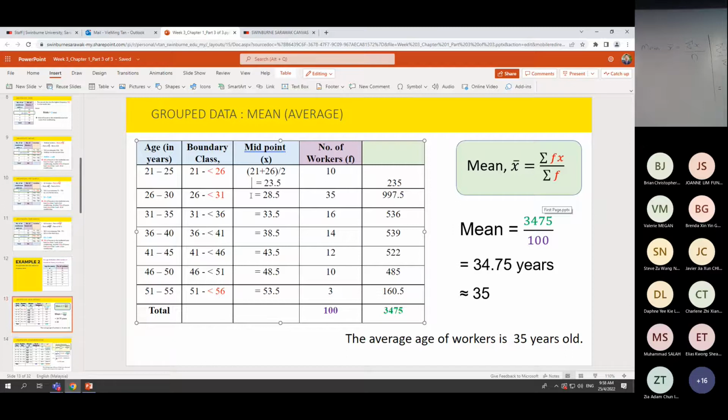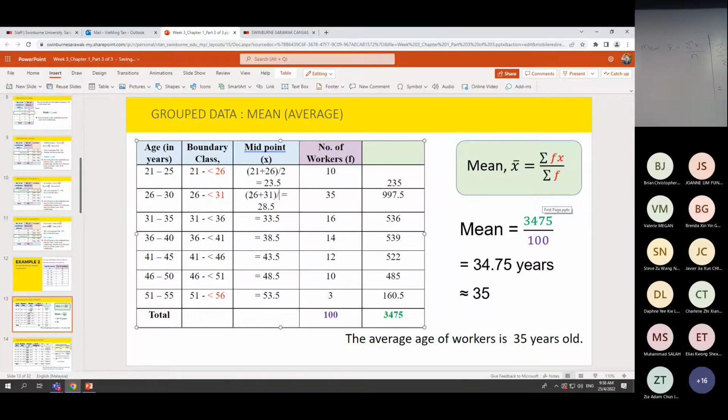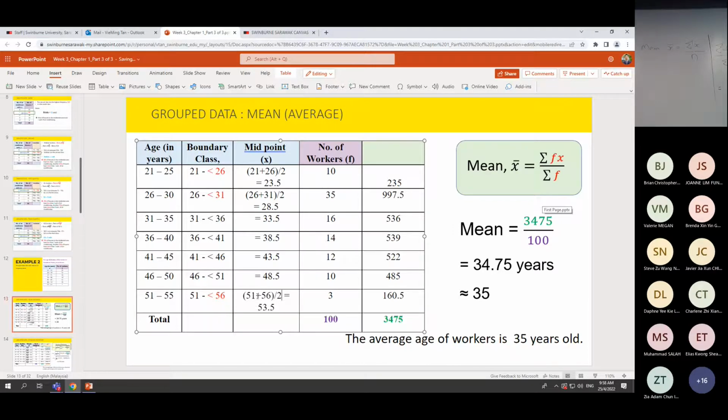Then how about the second class? The second class is using 26 plus 31 in brackets, divided by 2. So the answer is 28.5 for the second class. Continue the same process for the last class. The last class is 51 plus 56 divided by 2. So it's 53.5. So that means we are going to use this midpoint value to represent the value for each class.